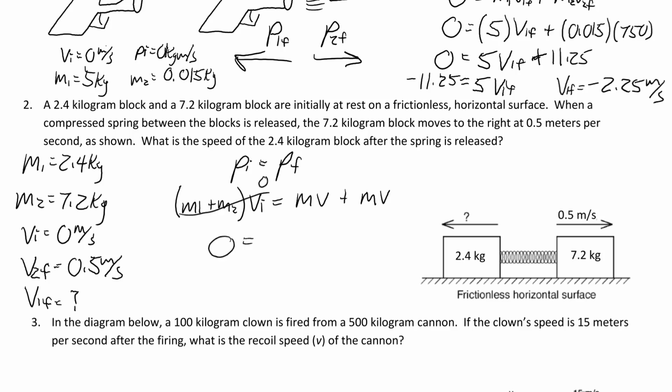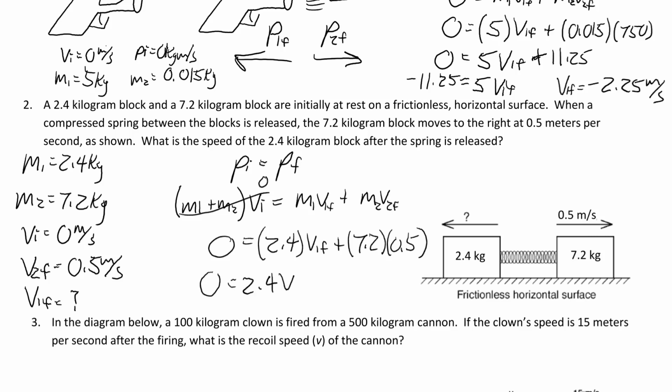You're left with 0 is equal to, and this is for the first block, this is for the second block, so you have to be careful with your subscripts. So 2.4 times V1F is what they didn't tell us. That's what we're looking for. This is 7.2 times 0.5. So you could find the momentum of the second block. The momentum of that block is going to be 3.6 kilogram meters per second to the right. So the momentum of the other block is going to be 3.6 kilogram meters per second to the left.